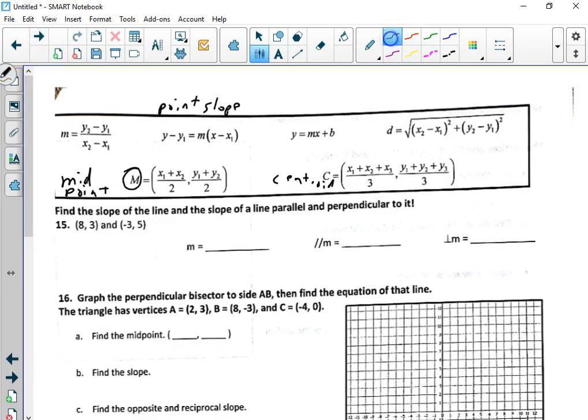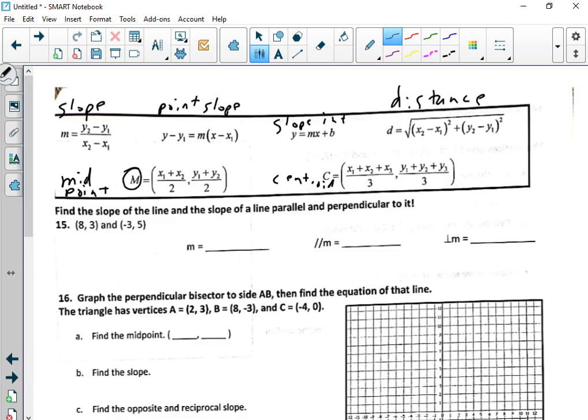Okay, let's fill out the rest of these. We'll be using them. We've used this already. This is my slope form. Y minus y over x minus x. Yum yums on the picnic table. This is slope-intercept form. D is for distance. There we go. So find the slope of the line and line parallel and perpendicular.